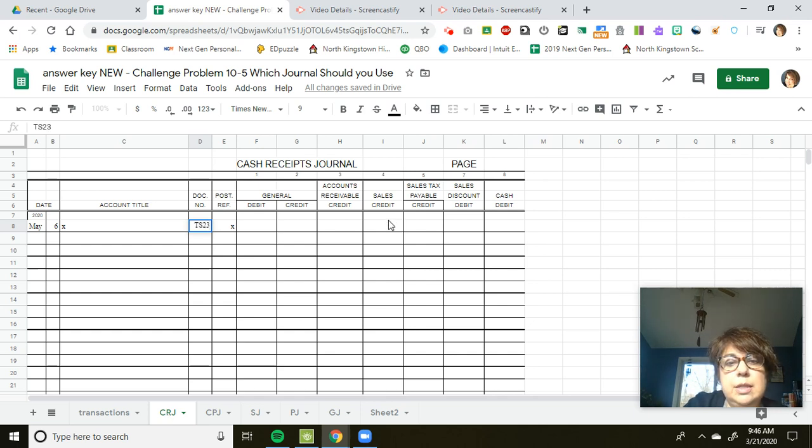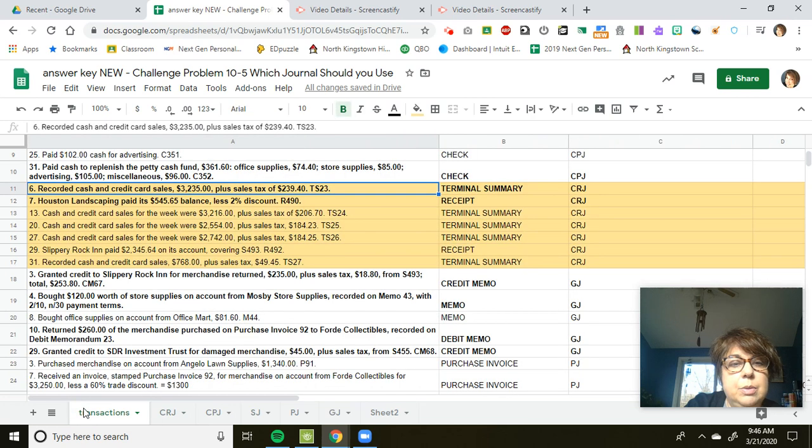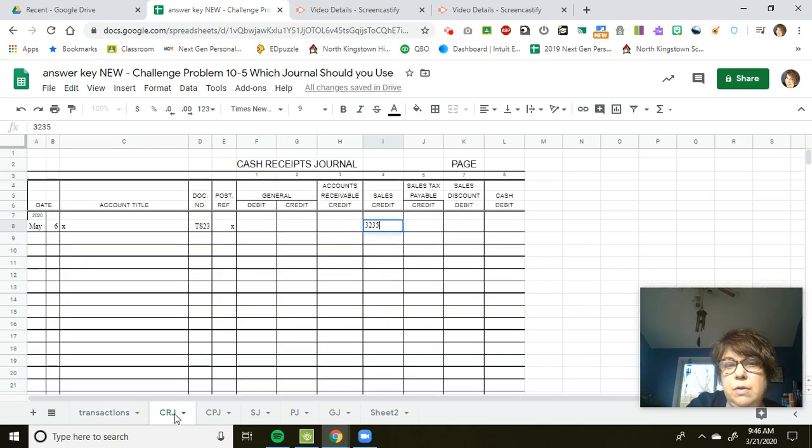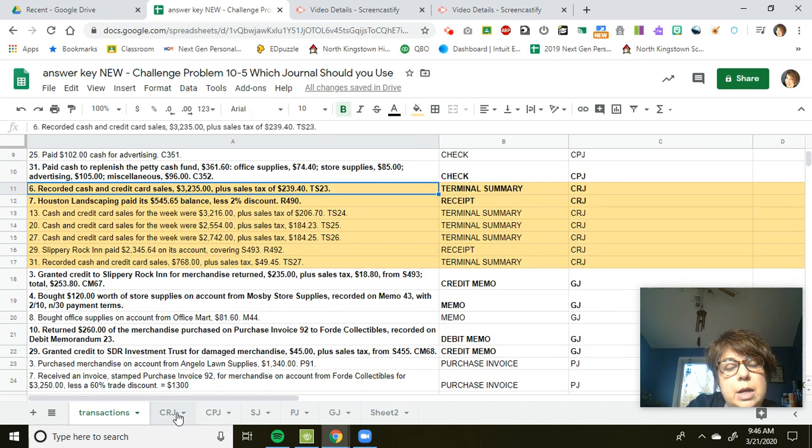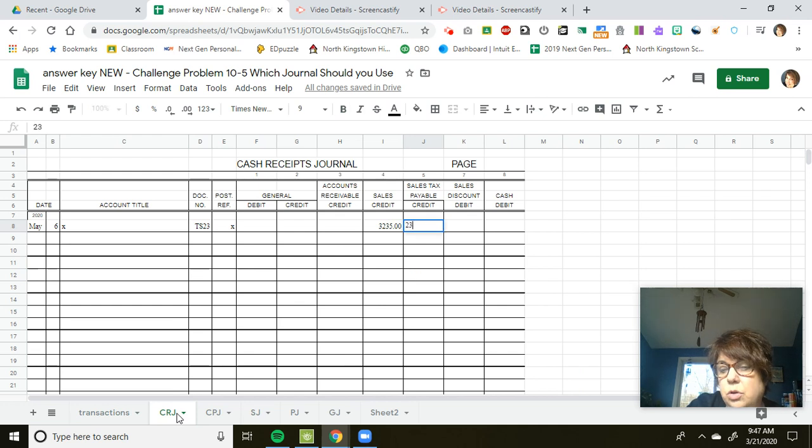And I'm going to jump over to the sales credit. Again, I'm not using accounts receivable because I don't have one particular customer. This is not somebody paying me on account. This is actually receiving money for the day on that particular computer or terminal summary cash register. So the amount of the sale was $32.35, and the amount of sales tax, make sure that you're in the right column, not the sales discount debit, but the sales tax payable credit. The amount of sales tax was $239.40. And again, we're annoyed that this isn't formatted correctly.